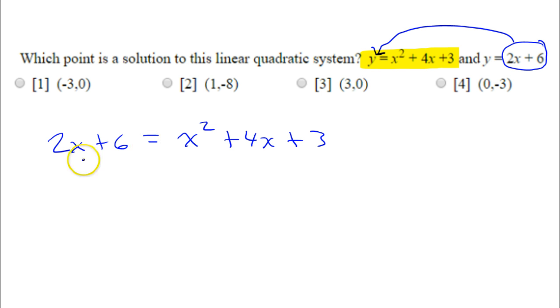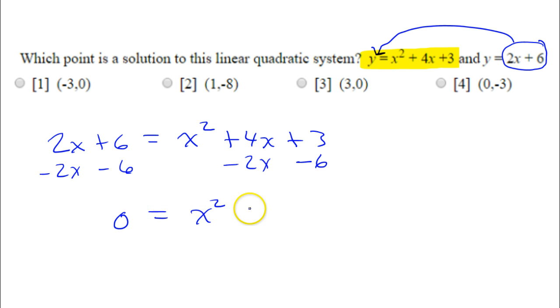Now I'm going to solve this by getting 0 on one side. So I will subtract 2x from both sides. Notice how I line up my like terms. And I will subtract 6 from both sides. That will give me 0 equals x squared plus 2x minus 3. Hope you don't mind if I put the 0 over on the right hand side. It makes me feel more comfortable.